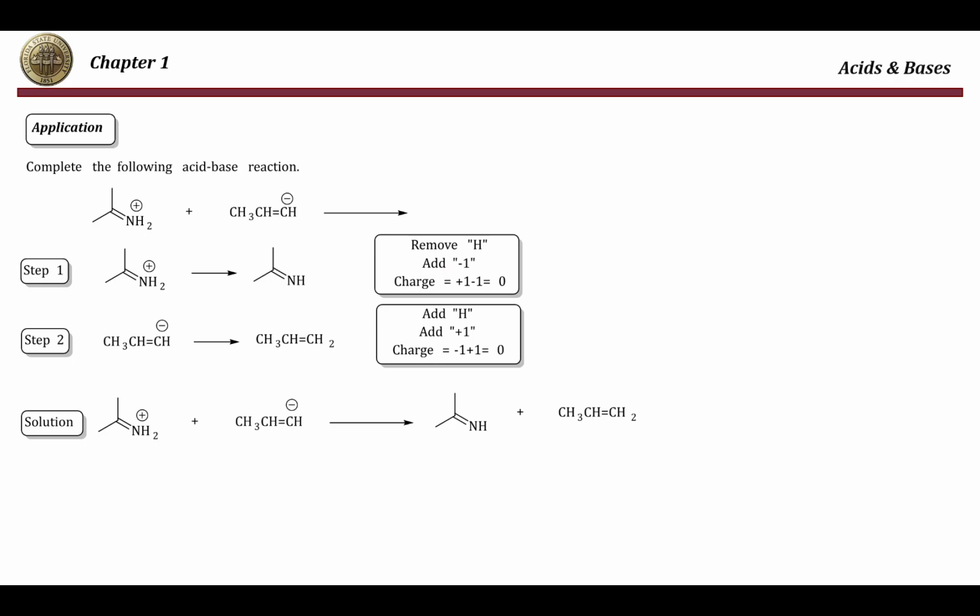This is another example where, again, if you have something with a positive charge, this is definitely the acid, and this is a base. Again, I have, in this case, to remove one hydrogen from the acid and add a minus 1 charge, so plus 1 minus 1 is equal to 0, and that's why this is the structure of the conjugate base. With respect to the base, I have to add a hydrogen, that's why I have a CH2 here, and I have to add plus 1 to this negative charge, so the total will be 0, and this is the structure of the conjugate acid, and this is the complete equation of the reaction.